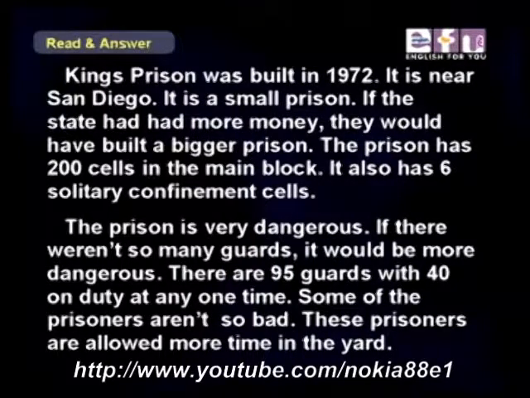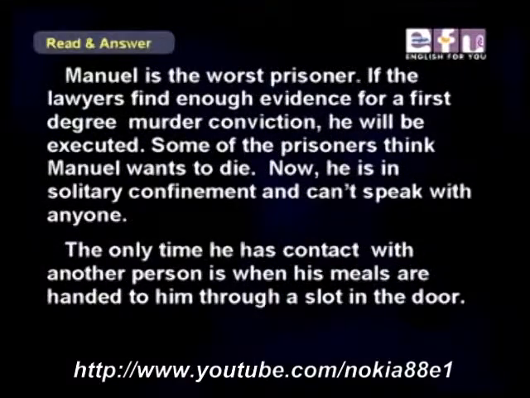The prison is very dangerous. If there weren't so many guards, it would be more dangerous. There are 95 guards with 40 on duty at any one time. Some of the prisoners aren't so bad. These prisoners are allowed more time in the yard. Manuel is the worst prisoner. If the lawyers find enough evidence for a first-degree murder conviction, he will be executed.